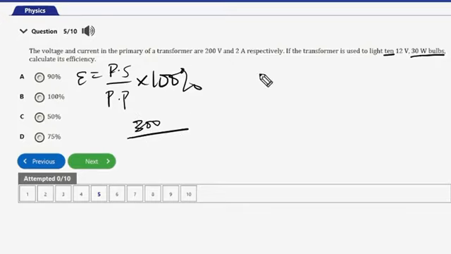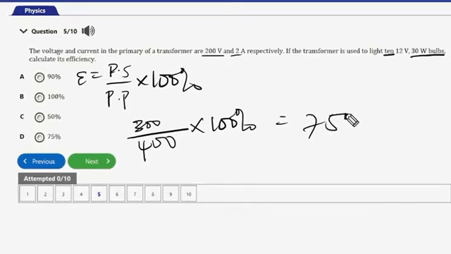So let's take note that we don't have any wattage here for the primary, but we know that power is voltage times the current, so that's 2 times 200, and that's 400. So this will be multiplied by 100%. So when we do 300 over 400, that's 0.75. When we multiply this by 100, we'll have 75%. And that's it for this question, guys.